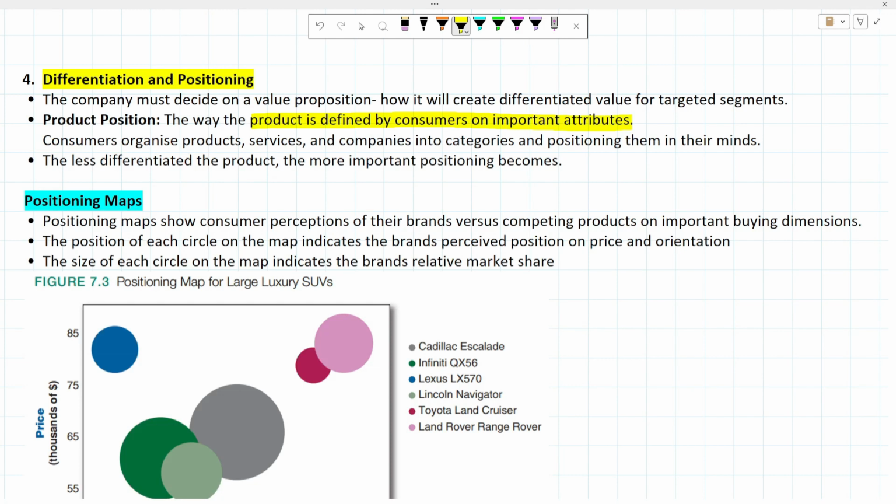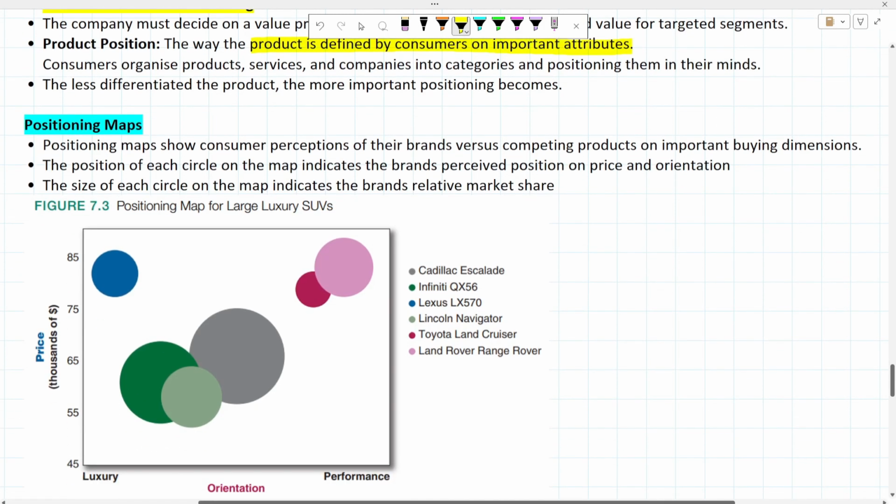So the less differentiated the product, the more important positioning becomes. Positioning maps show consumer perceptions of their brands versus competing products on important buying dimensions. The position of each circle on the map indicates the brand's perceived position on price and orientation. The size of each circle indicates the brand's relative market share. So you can see the higher the circle, the bigger the market share.